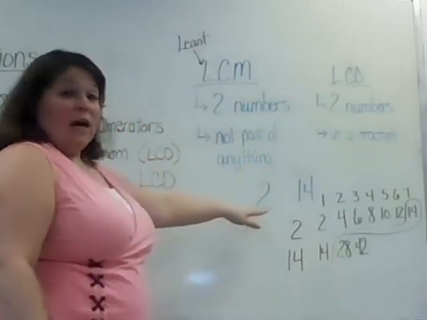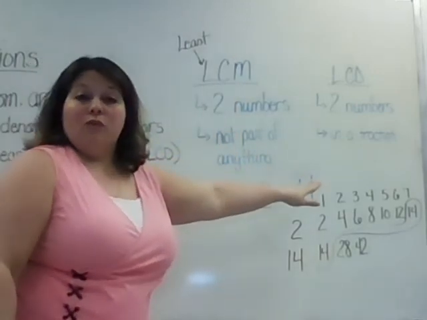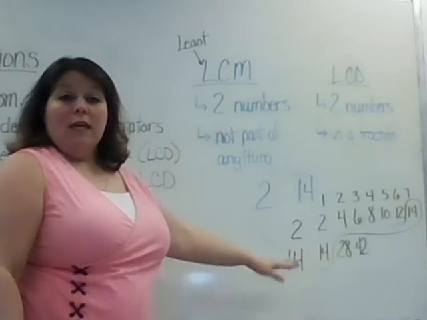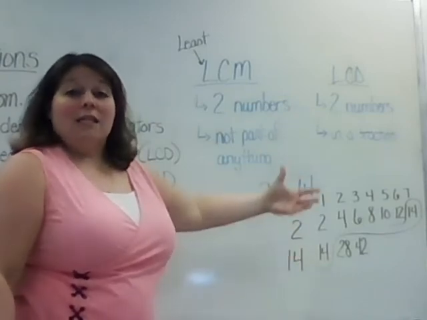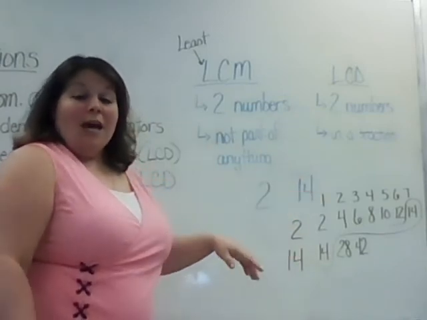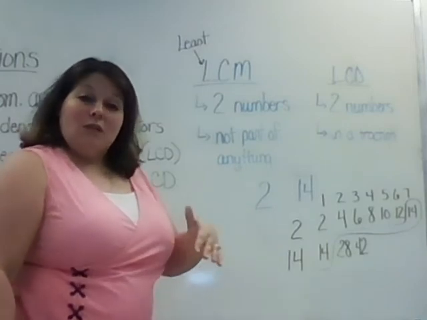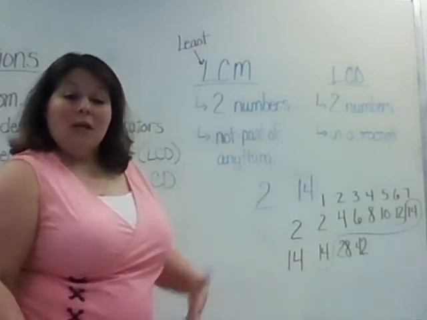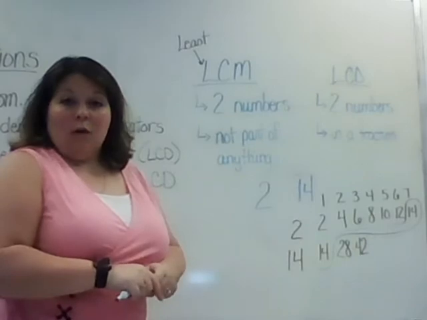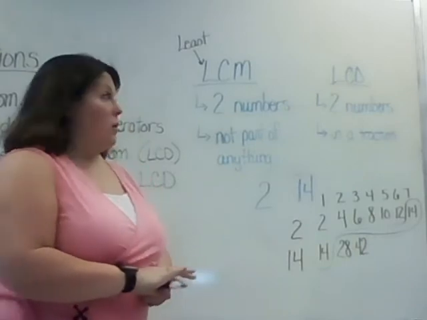So you're looking for the smallest match. The least common multiple between 2 and 14 would be 14, because 14 divides into 14 once, and 2 can go into 14 7 times. That's this concept of least common multiple, least common denominator.